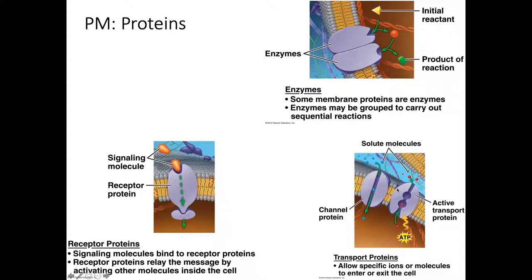So the last function that you will need to know for this chapter is that these transmembrane proteins can act as transport proteins. And then transport proteins will help molecules that do not move through the cell membrane easily, and it needs some kind of help. So here it can act as a channel, or it can even act as a pump.